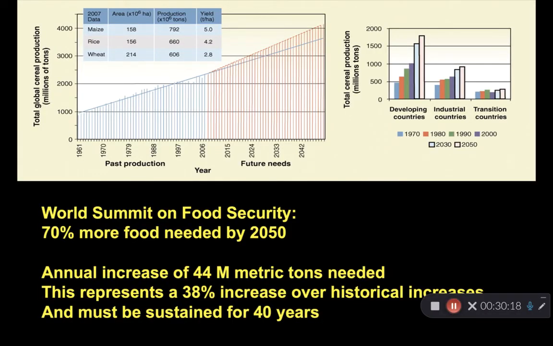I'll conclude with this slide. The World Summit on Food Security has said that we need 70% more food by the year 2050. And that increase means 44 million metric tons on an annual basis, which is a huge increase over even historical increases that we've been able to affect through breeding and improved cultural practices. We're going to have to sustain that for 40 years in order to feed the growing population of the world. So it will certainly involve improving the efficiency of our breeding, but maybe it will even involve domesticating some new crops that can help feed the world.